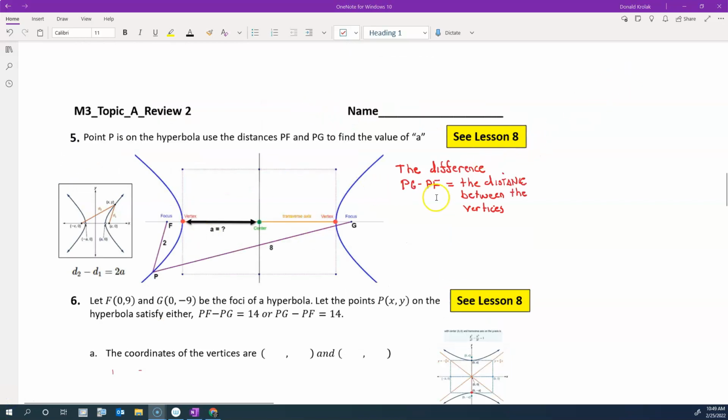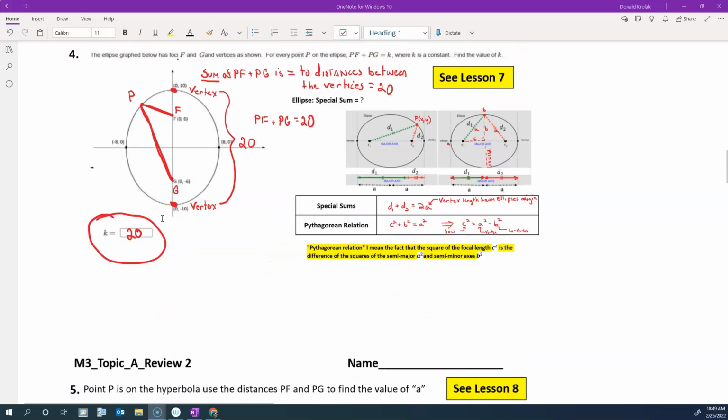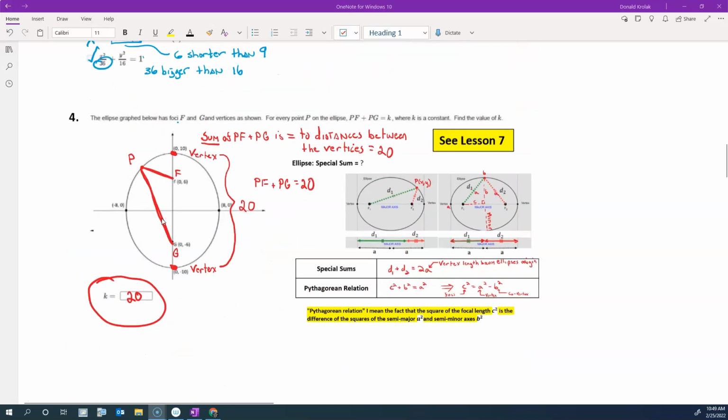Okay, so this next one has to do with the big property in a hyperbola. Just to contrast, there's the hyperbola and there's the ellipse. When we looked at an ellipse, if I took the distance from P to G and added it to P to F, I get the distance between the two vertices, which in this case is 20.